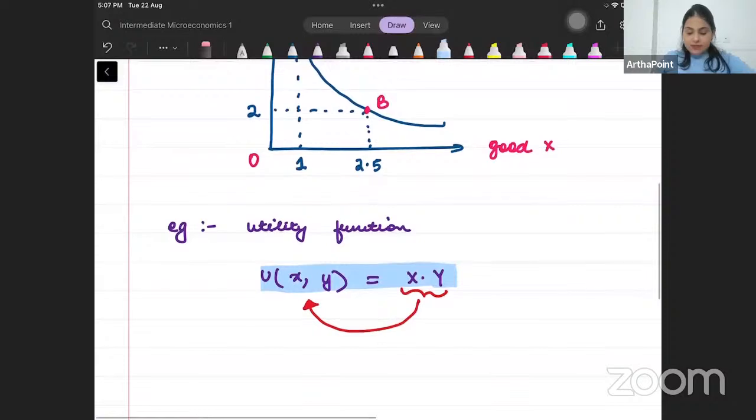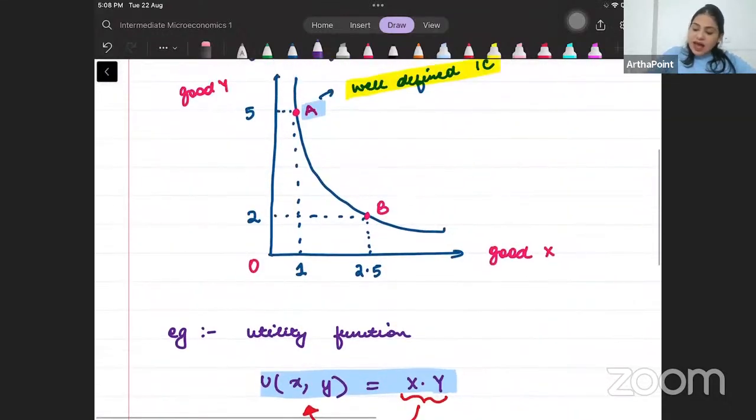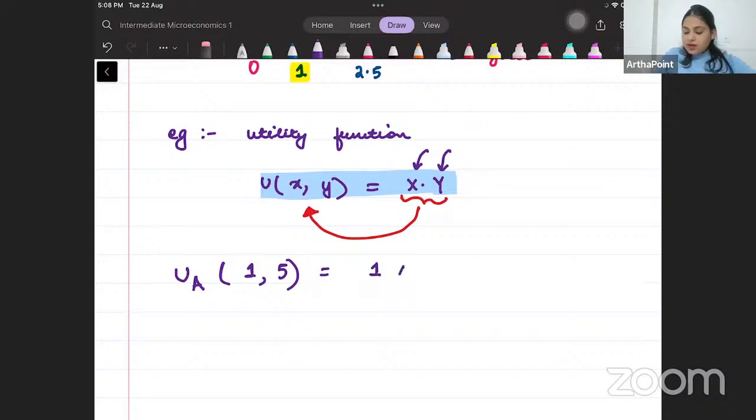Now, can you tell me what will be the utility at point A? Point A basically has 1 unit of x and 5 units of y, so point A is (1, 5). Instead of x, I will write 1, and instead of y, I will write 5. So beta, what will I get? 1 into 5, which will be 5. Utility is represented in utils, so this is giving me 5 utils of utility.